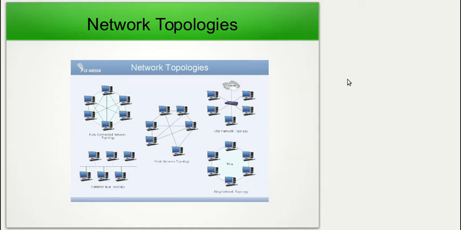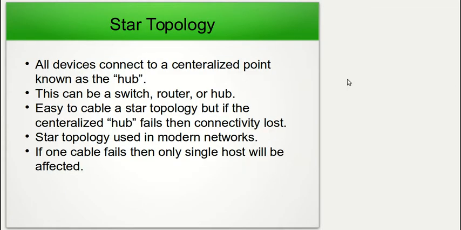In this video we'll be talking about the different network topologies and how they work. So let's start off with the star topology. In the star topology, devices connect back to a centralized point known as a hub. By devices, I mean our computers, our laptops, our printers, our servers. Devices that we use that make up our network connect back to a centralized point known as a hub.